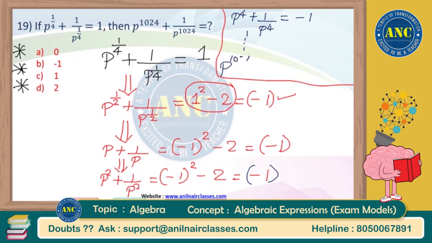That also will be equal to minus 1 whole power 2 minus 2, which is again minus 1. A beautiful cyclicity problem where the answer is minus 1. I hope the idea is clear. The answer for this question is minus 1, exactly similar to the way we solved earlier. No change in the approach.